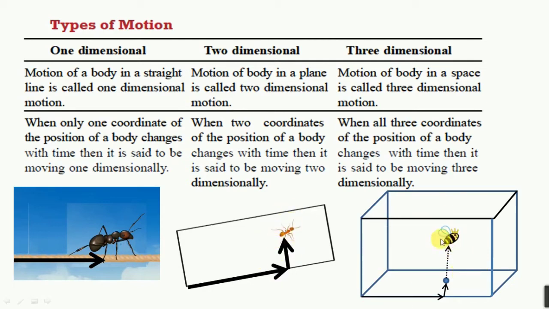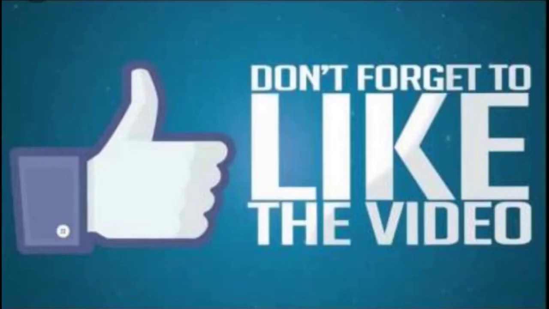Now in the third case this bee is flying in three-dimensional space, so to get the position of that bee we have to walk towards the x-axis, then go towards the y-axis, and then we have the z-axis also, that means the height. After going to some height, then only we'll find the position of the bee. So here we need three dimensions. So this is one dimensional, two dimensional and three dimensional motion.